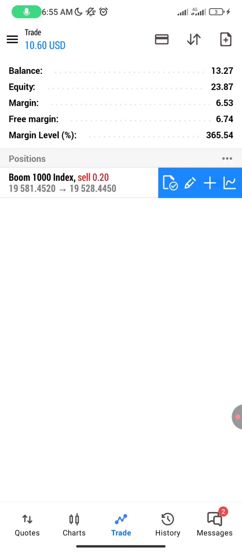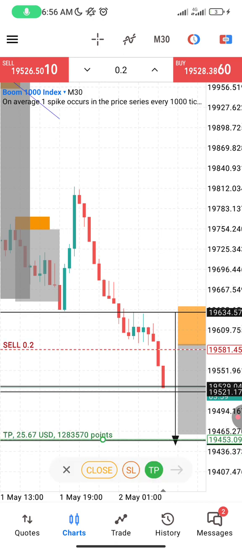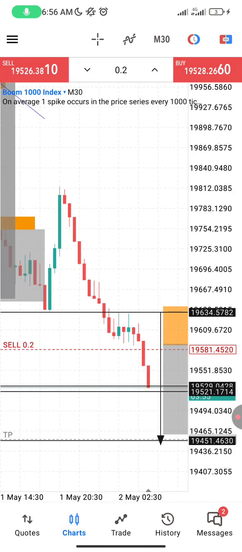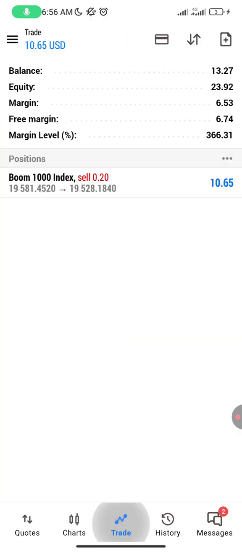So I'm using just one position, and the TP here is $25. Right now we are at $10 already, so we need about 80 pips or so to get to the TP right about here. So we are actually over 50 people right here. You see, this is a small account, and we are boosting it small like that. So that is how we do it right here.